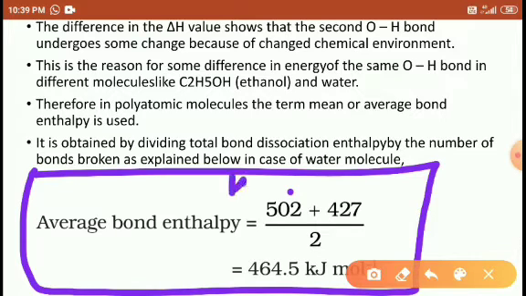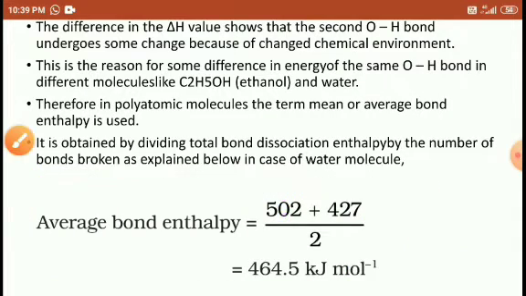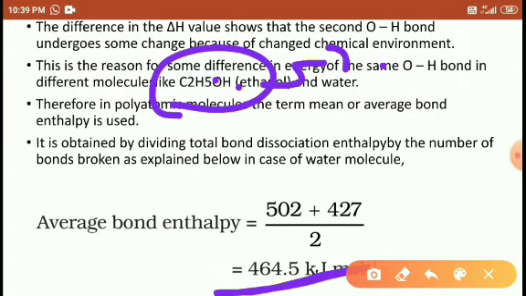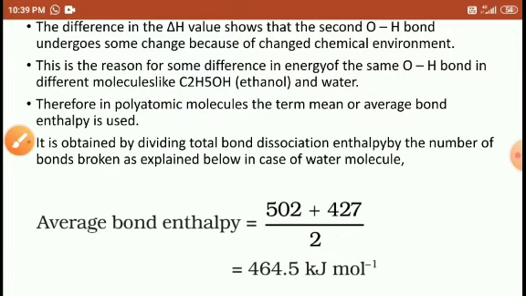Dissociation of H and OH requires 502, and dissociation of O and H requires 427. So the average bond enthalpy is 464. Right students? Similarly, C2H5OH, ethanol, in water is also a polyatomic molecule. So for dissociation, if it requires 3 steps, we have to take the average of all the 3 steps. Right students?